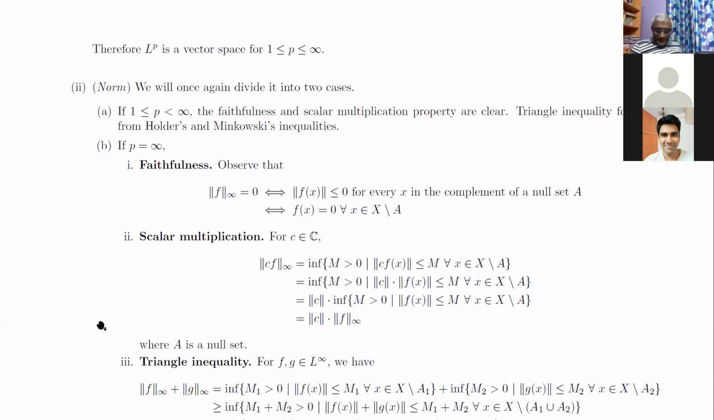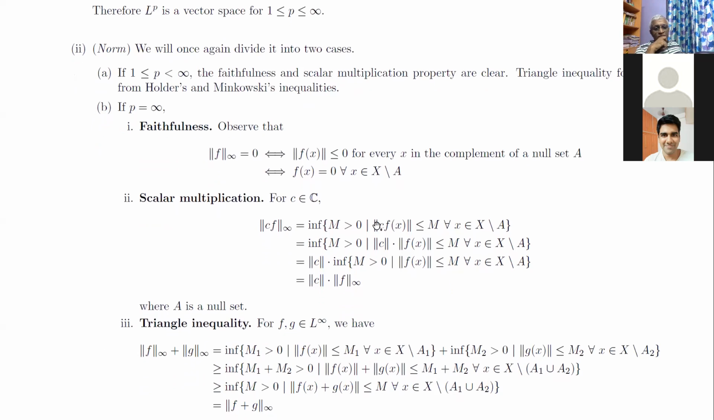Okay. So I'll just start from the faithfulness property for p equal to infinity all over again. The objective was to prove that the infinity norm of f is equal to 0 if and only if f is equal to 0 almost everywhere. That more or less is clear because just by expanding out the definitions, we get this.